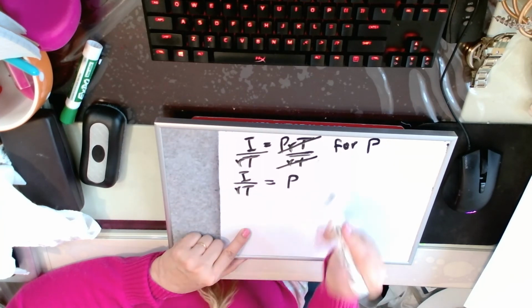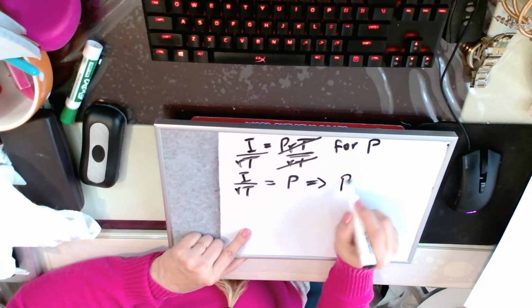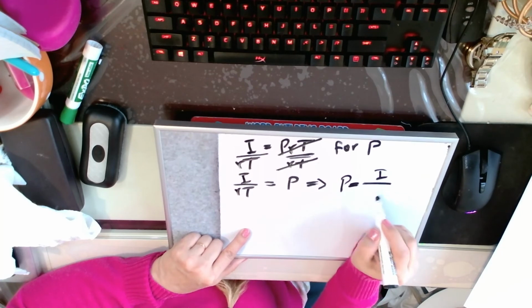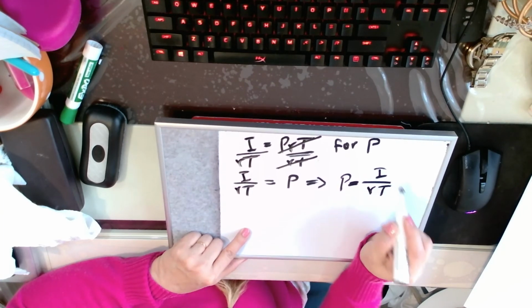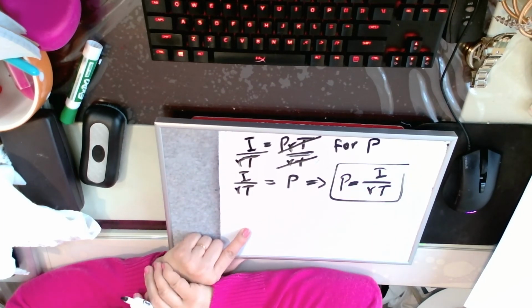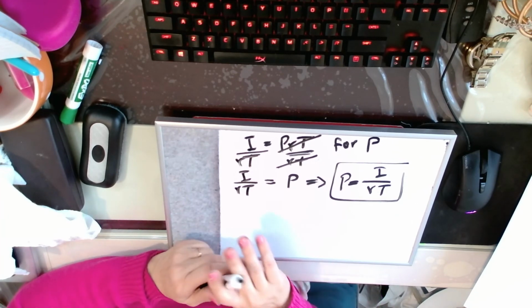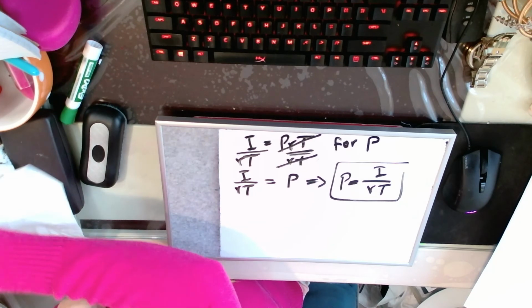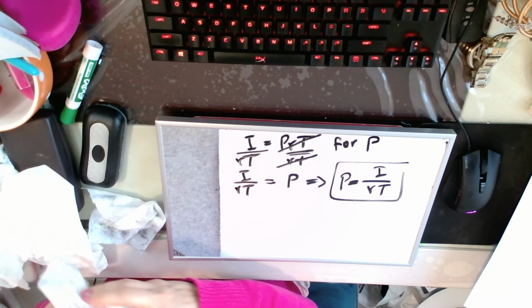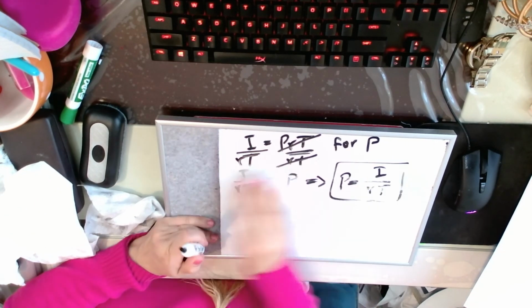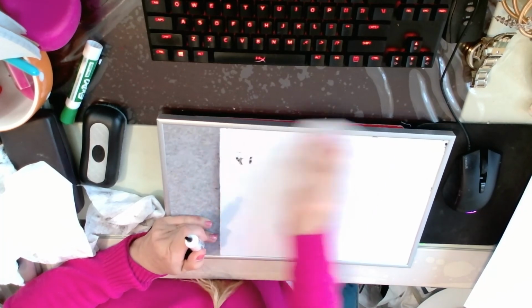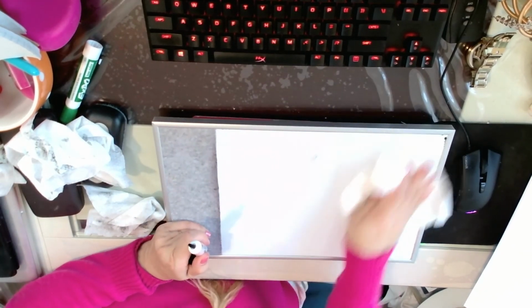You can switch it if you want. So P equals I over RT. Easy. This is the answer. Whatever they give you to solve for, you have to think to move it to one side by itself, not with any term or number.